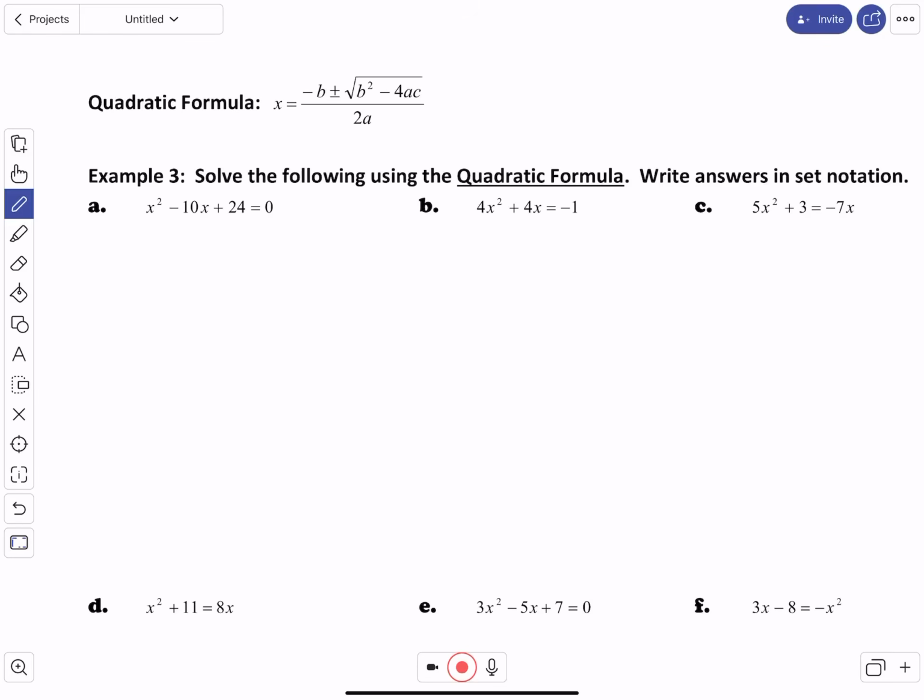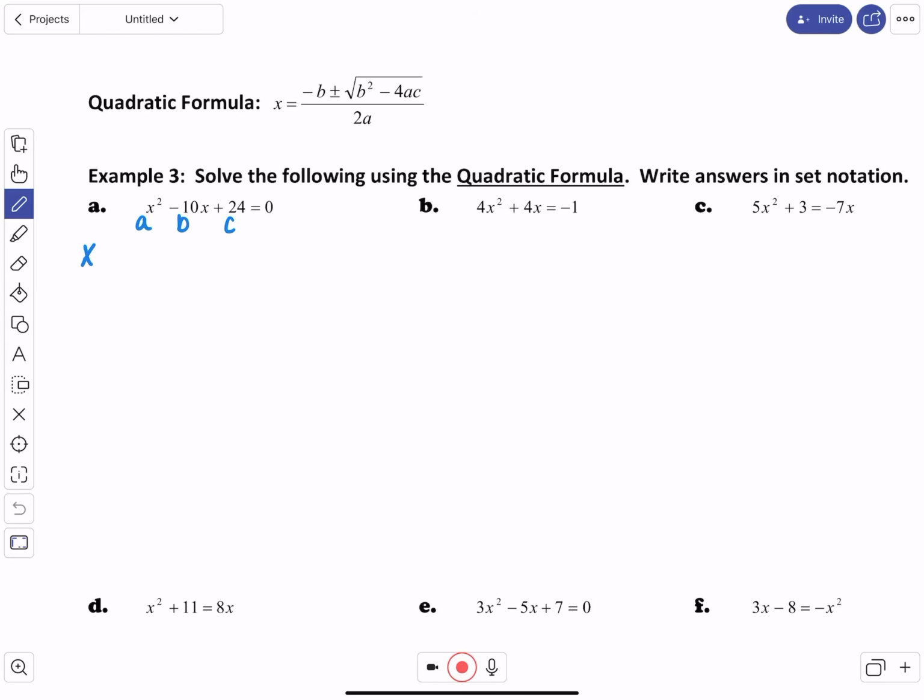Okay. So you want to make sure it's in standard form. Make sure everything is on one side. So on example A, everything is on one side. And you're just plugging into a formula, simplifying and solving. So here is your A. Here's your B. Here's your C. And we're just going to plug in, simplify, and solve.